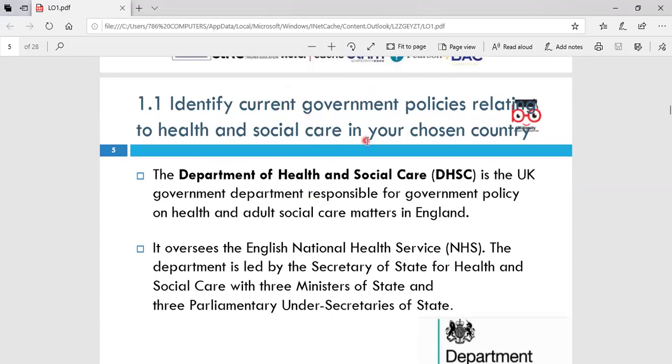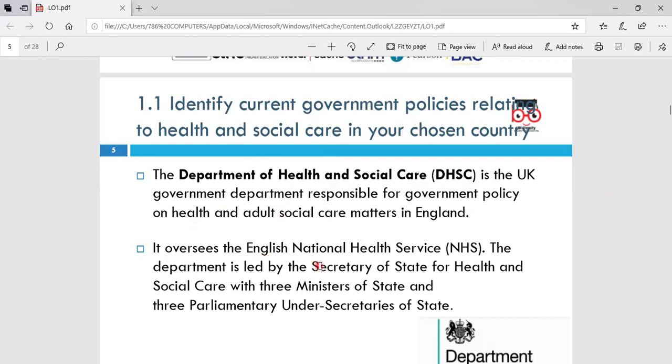So here you're identifying the current government policies relating to health and social care within your chosen country. Just keep thinking about your chosen country that you'll be focusing on. So the Department of Health and Social Care, DHSC in the UK, is the UK government department that is responsible for government policies on health and adult social care matters within England. So this is what you have, the DHSC, that deals with health and adult social care matters.